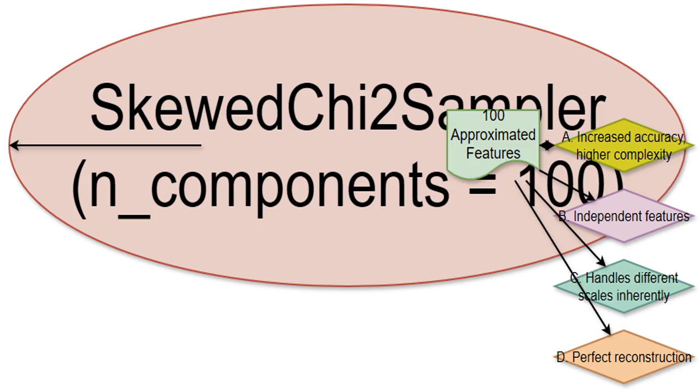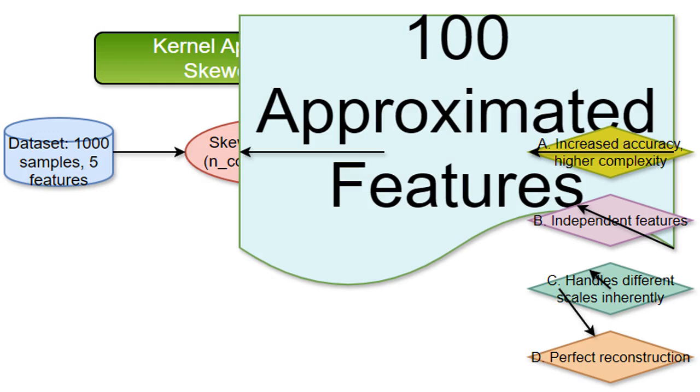I'm using SkewedChi2Sampler, a special tool to approximate the kernel. NCOMPONENTS equals 100 means I'll create 100 new features from my original 5. The SkewedChi2Sampler will generate 100 new features from my 5 original ones. Each new feature is a combination of the original features, designed to capture the relationships within the data more efficiently, much like creating a summary of a large text.